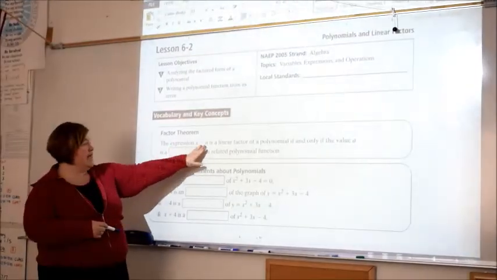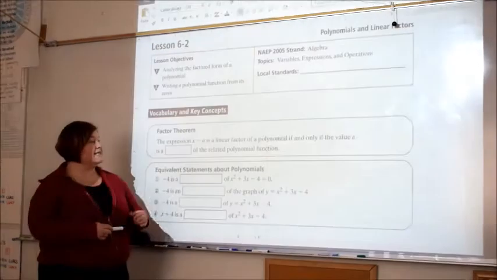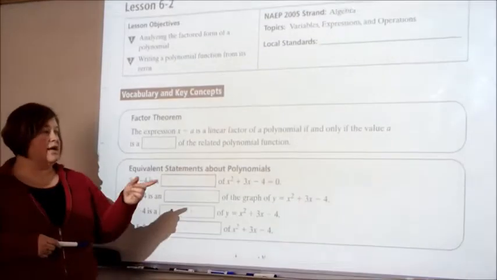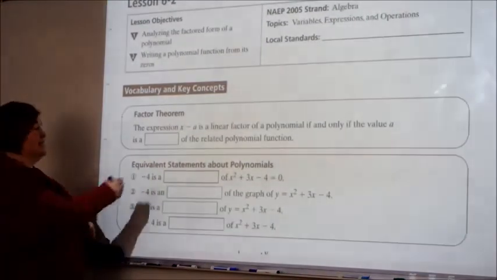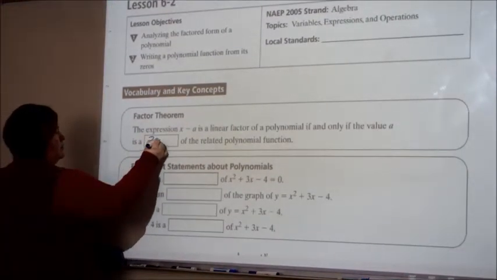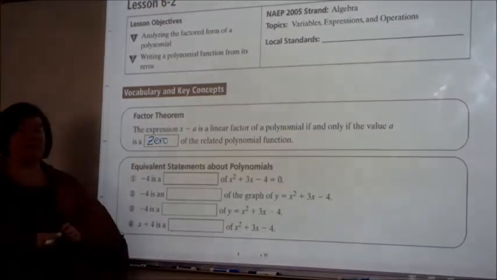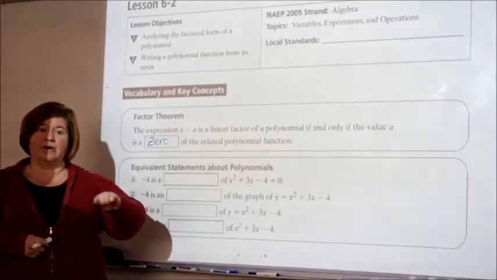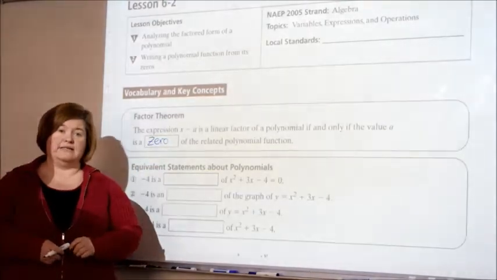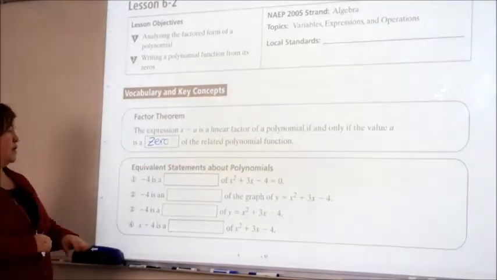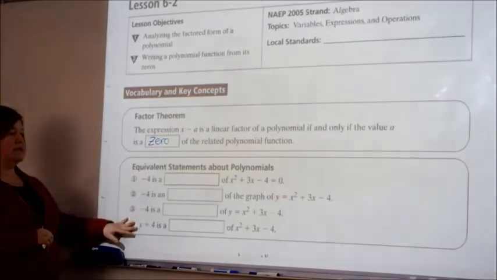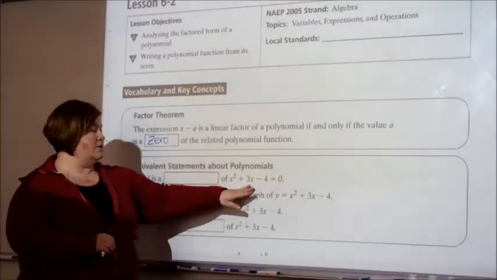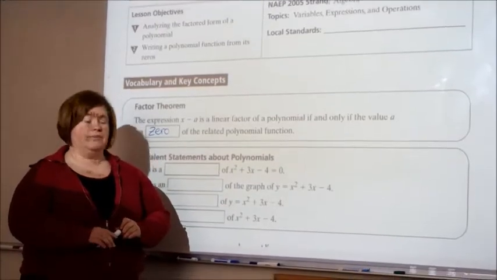So the expression x minus a is a linear factor of a polynomial if and only if the value of a is a zero of the related polynomial function. And remember, a zero is where that graph crosses the x-axis, so that'll be really important to us. So let's find some equivalent statements about polynomials. Here's our polynomial, x squared plus 3x minus 4 equals 0.